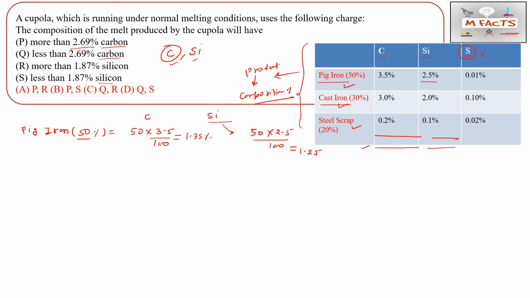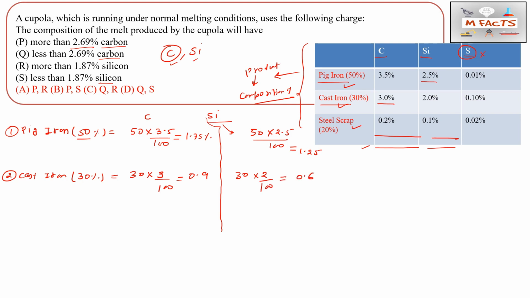Okay, so the next charge material is cast iron. Cast iron we are using 30% in the charge material. In this cast iron we have 3% carbon. So 30 multiplied by 3 by 100. From here we will get the carbon percentage in cast iron. And for silicon, we have 30% cast iron, and in that cast iron we have 2% of silicon, so 30 multiplied by 2 by 100. So we will get the silicon content here also.